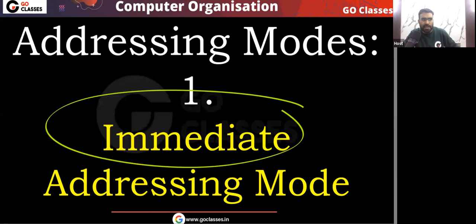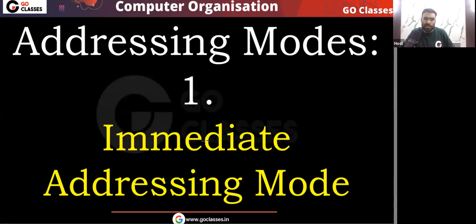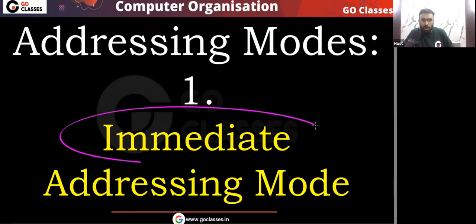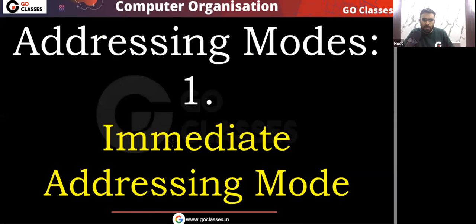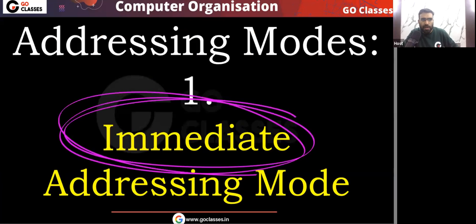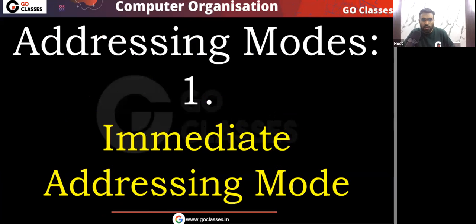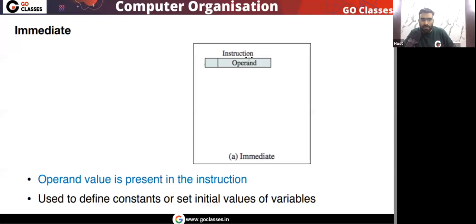We have seen immediate addressing mode. The name itself is telling you where the operand is. The operand is immediately in the instruction. In immediate addressing mode, your operand is in the instruction. If you see the instruction, you will find your operand. Remember, the operand value is present in the instruction.